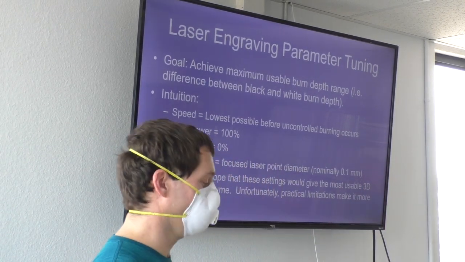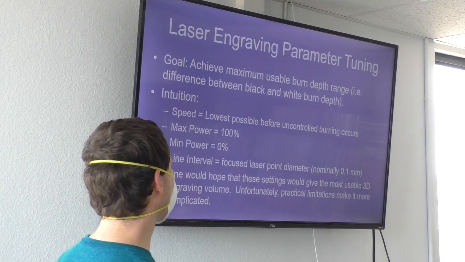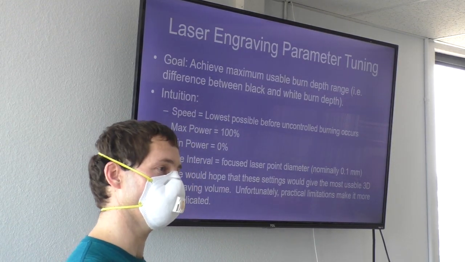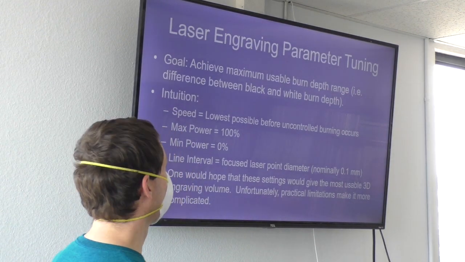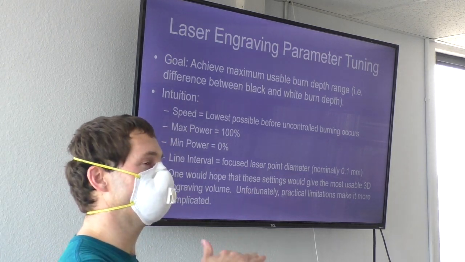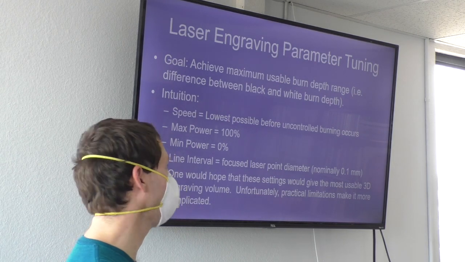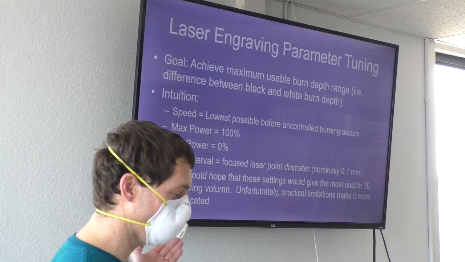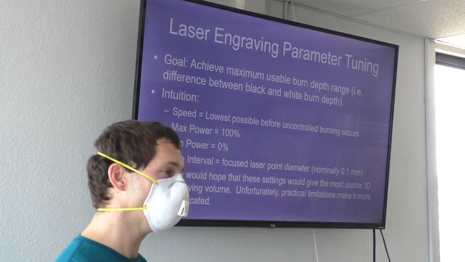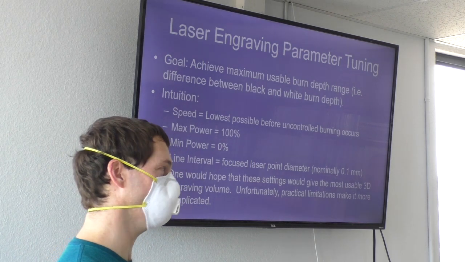All right, so throughout all of this, my goal was to get the maximum depth of burn possible, or not necessarily the depth of burn, but the difference between the black and the white. So the highest and lowest you can get. I want to maximize that. So the intuition would be you want to set the speed as low as you can go until it starts burning uncontrollably.